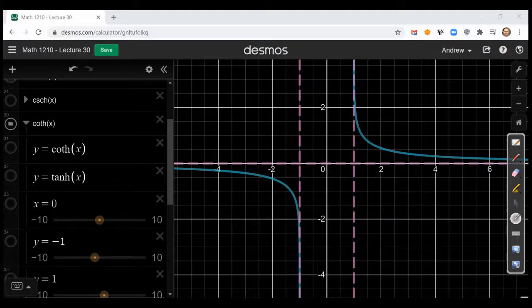So the domain of this function will be x is strictly less than negative 1, or x is greater than 1, which we can abbreviate as the absolute value of x needs to be greater than 1. That's the domain of this function. The range of this function will then be all real numbers except for 0, because of the horizontal asymptote at y equals 0, the x-axis.